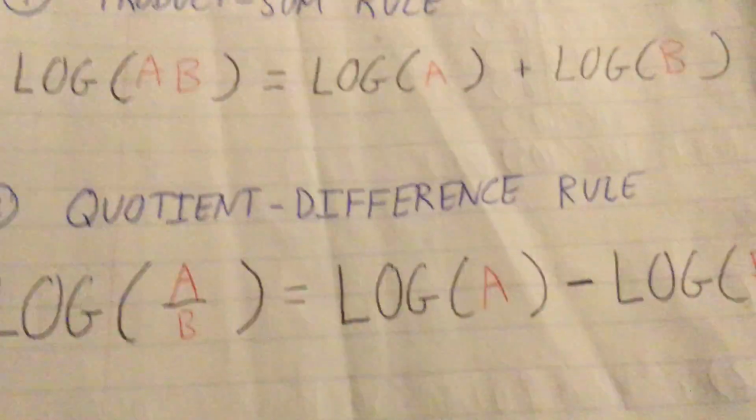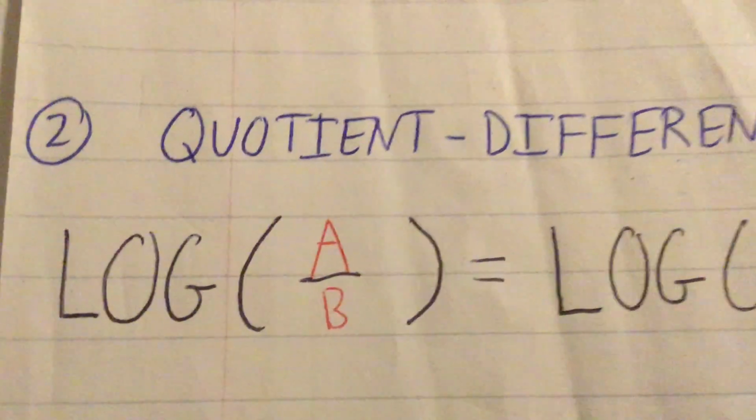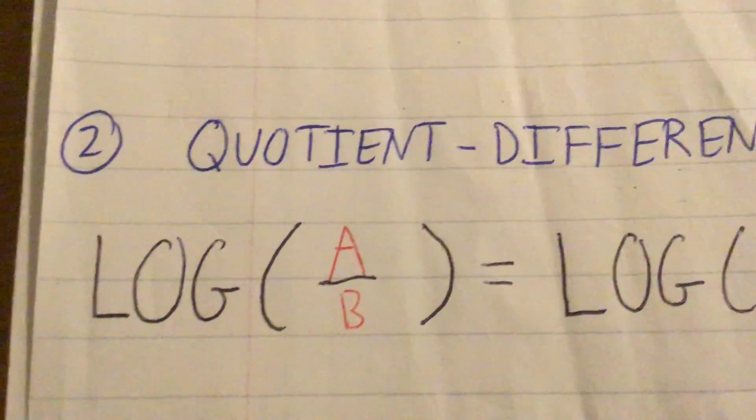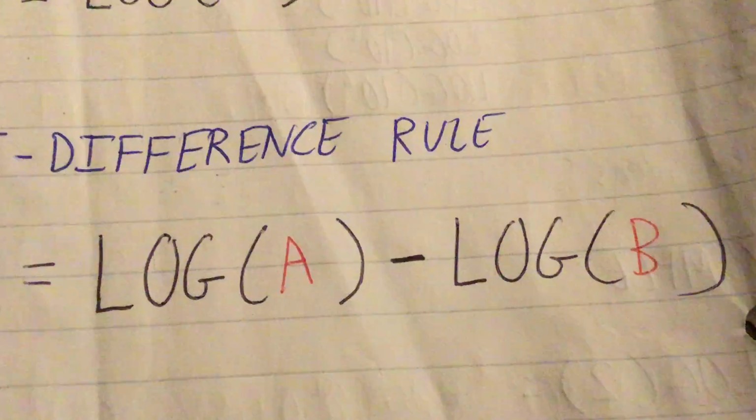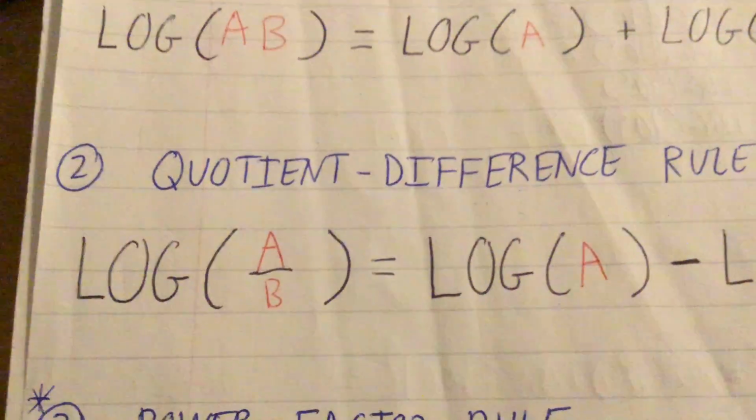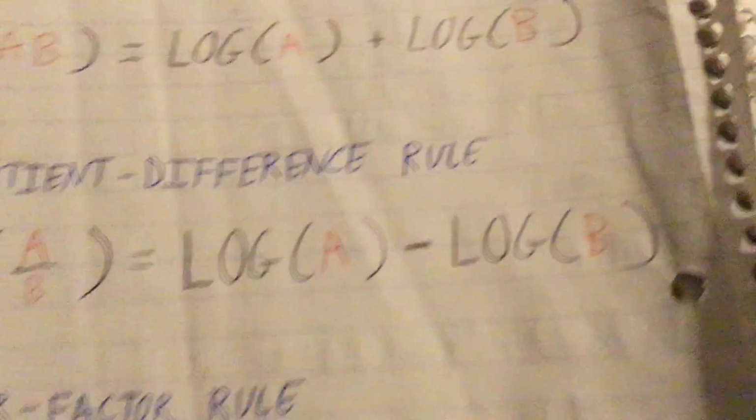Remember that the quotient difference rule states that if you have division inside of a logarithm, it can be broken down as a difference. It's just a subtraction problem with the log base. So log of a over b is equal to log of a minus log of b.